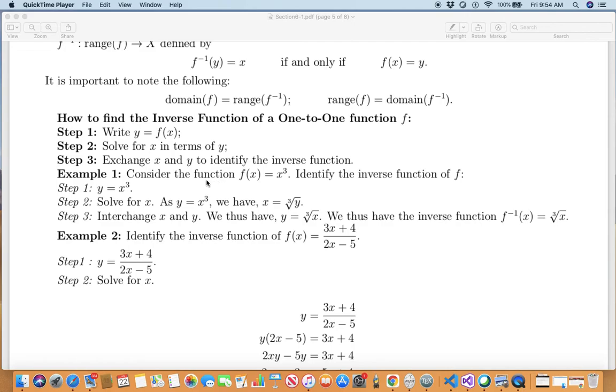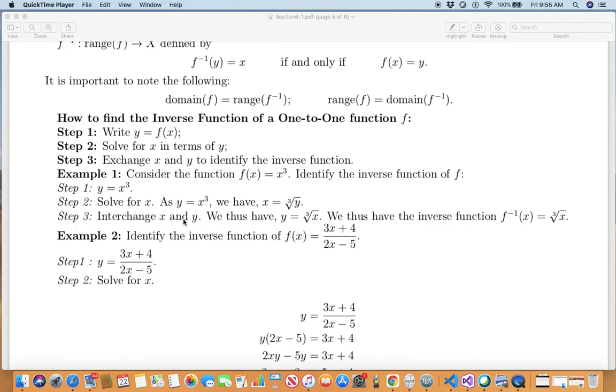For example, example 1, consider the function f(x) equals x to the power 3. Identify the inverse. Well, first set y equals f(x). In our case, y equals x cubed. That's step 1. Now step 2, solve for x. As y is x cubed, how do I solve for x? Well, I need to take the cube root. x equals cube root of y.